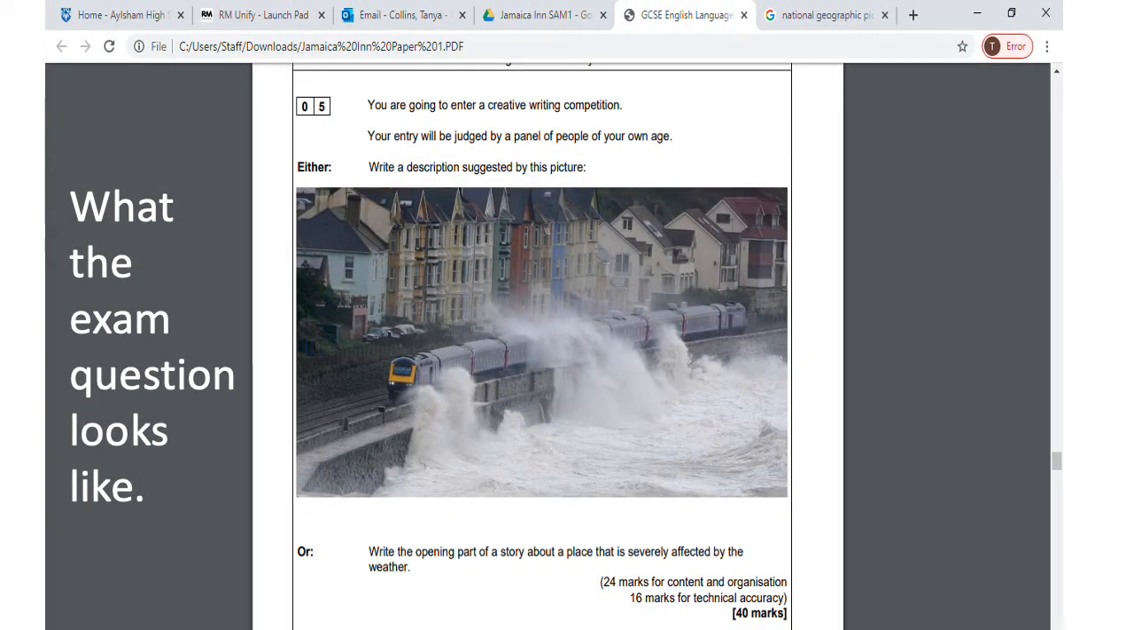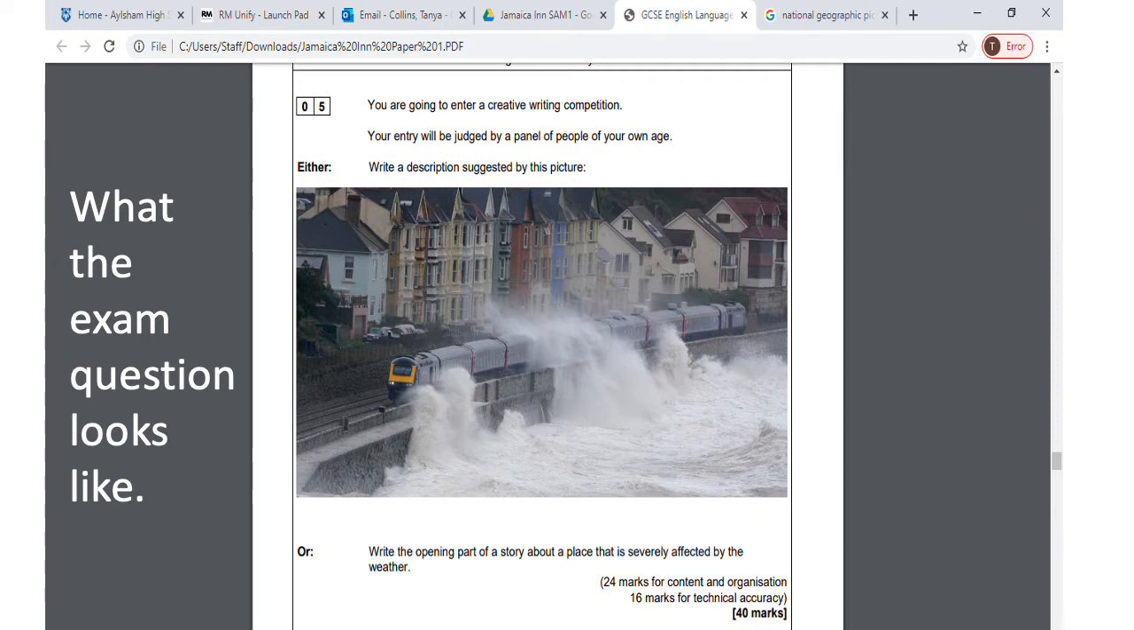So here is a typical exam question. It's exactly how it will look. And there are a few things to note here. First of all, they set you a scenario. Imagine that you're part of a writing competition and you're going to be judged. You're not actually going to be entered for that writing competition. They're trying to set a context so you know the sorts of things to be writing. In other words, engaging your reader.